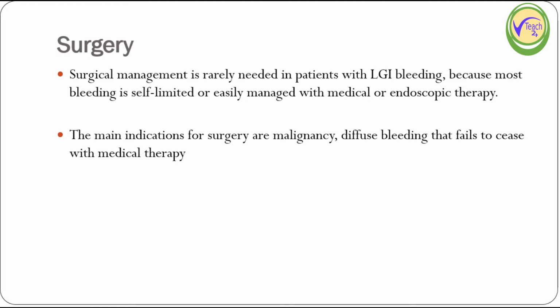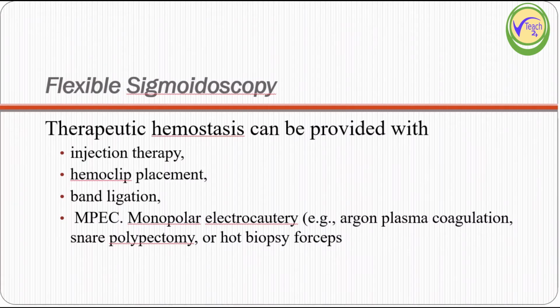What are the different endoscopic therapeutic interventions that are available for a particular patient? We have already seen that in a previous slide. The main indications of surgery are malignancy, and diffuse bleeding that fails to cease after medical therapy or endoscopic intervention.